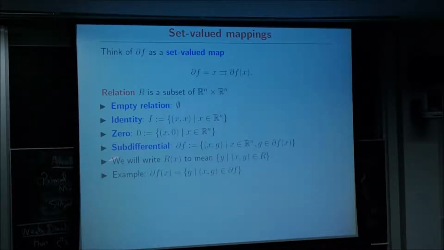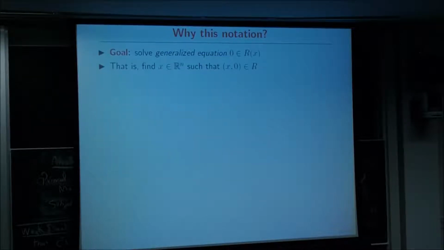And when I write R of x, it's just by analogy with the way we wrote subdifferential of f of x, to mean the vectors which lie in that relation. So so far it's nothing but notation. But notation can be useful, because a lot of the time when you are trying to analyze mathematical quantities, coming up with good notation goes a long way. It's one of the harder things. And once you have good notation, suddenly many things become transparent. So you have to bear with this for a little bit.